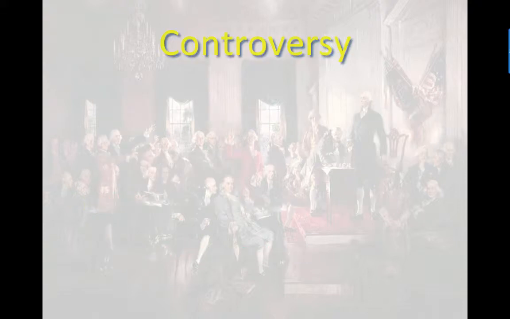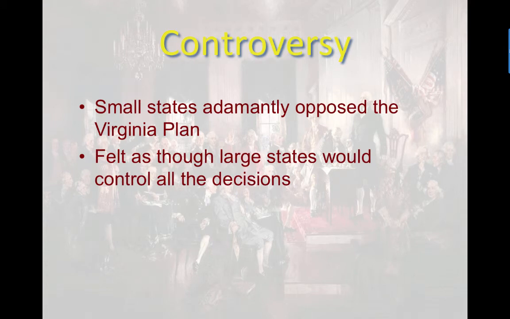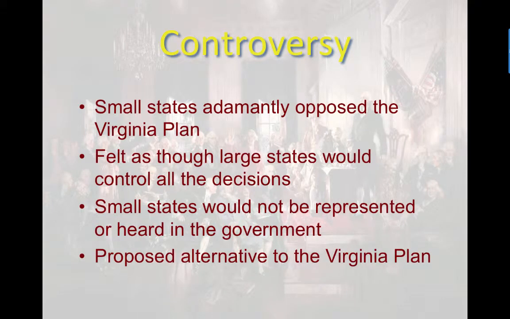So the Virginia Plan brought extreme controversy. Smaller states adamantly opposed because they feared that the large states would control all of the decisions and the small states would not be represented at all. Imagine in this system, Wyoming would never be heard. So they proposed an alternative to the Virginia Plan. Smaller states did.